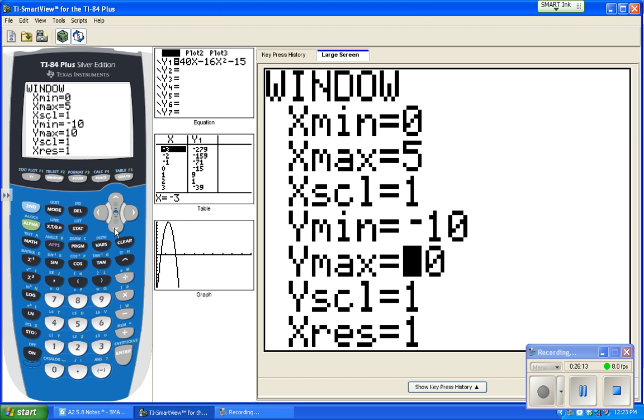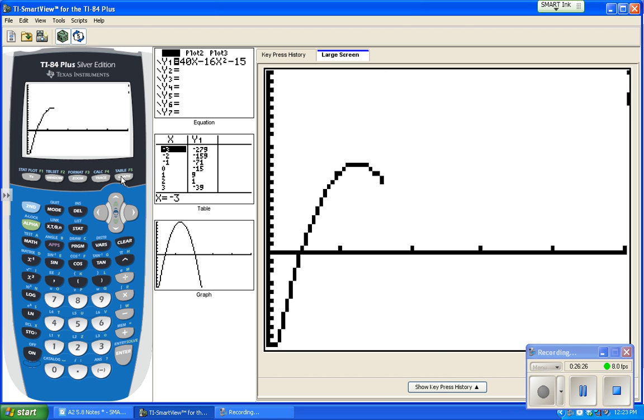And the y max, I want to see the top of this thing just to have a better idea of it. Let's just make that like 20 or 30 or something. 20 should be good, I think. Okay, just to view it better. Again, this stuff can be different for everybody. But let's see. So that looks pretty good. We can kind of see what's going on there.